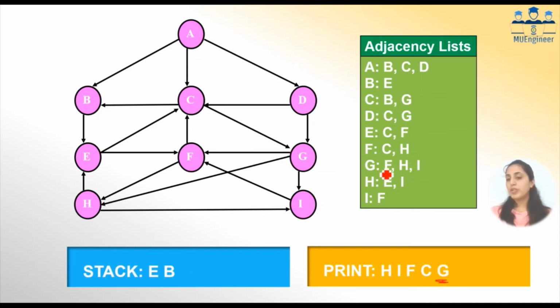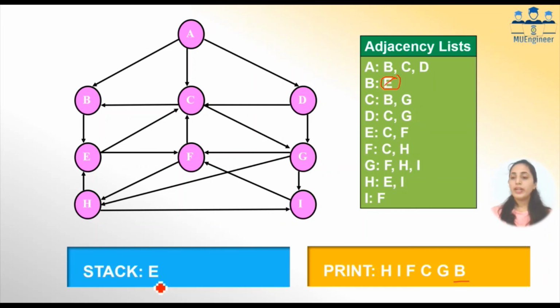And I'm pushing the neighbors of G. Who are the neighbors of G? F, H and I. But as we can see, all of them have already been in the stack. So I will not push anything to the stack. Now I will pop out B from the stack. So B I will pop out and I will print here. Who are the neighbors of B? That is E. E was already there in the stack, so I will not push anything.